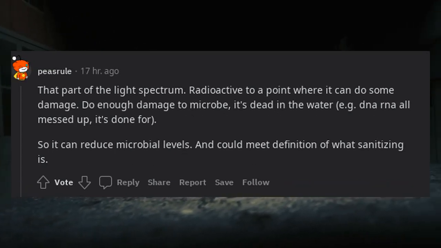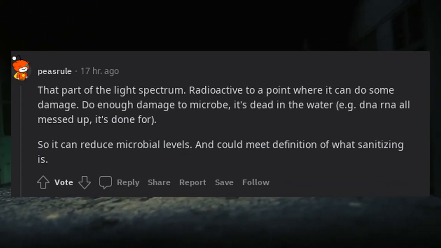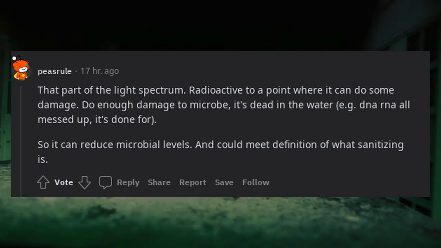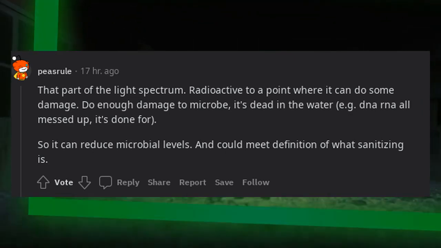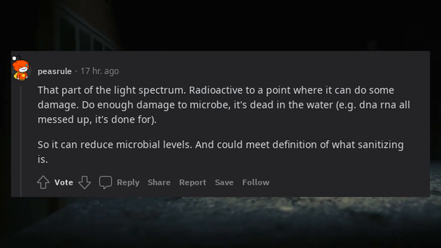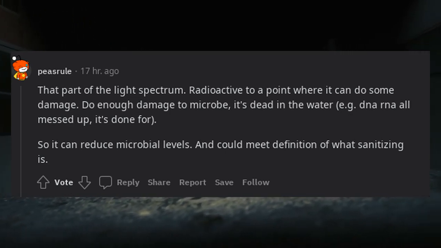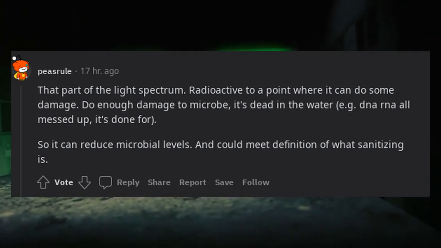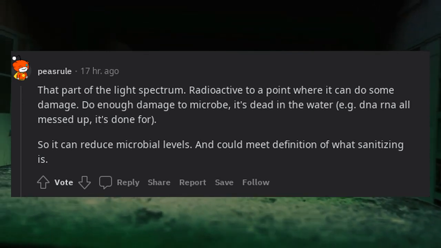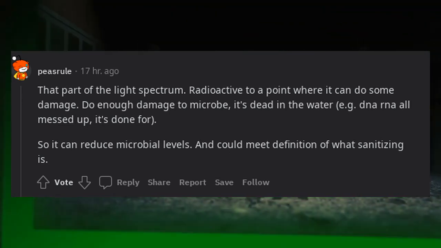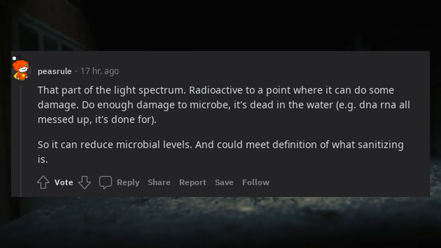That part of the light spectrum is radioactive to a point where it can do some damage. Do enough damage to a microbe, it's dead in the water, e.g. DNA, RNA all messed up. It's done for. So it can reduce microbial levels and could meet the definition of what sanitizing is.